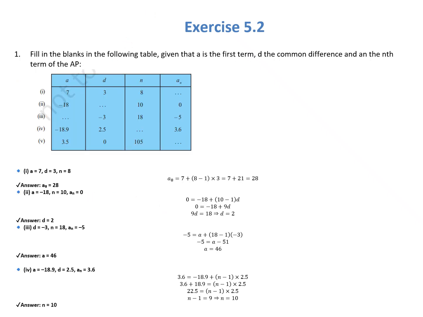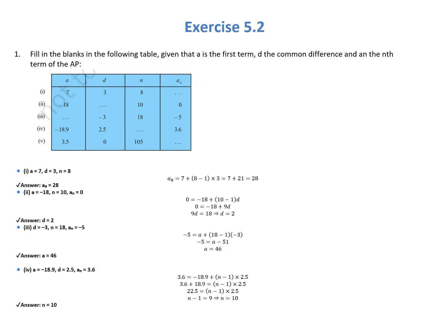Okay, now we'll come to the next exercise, which is exercise 5.2. We are given a table wherein we have to find the missing term. In the first question we have to find the AN. In the second question we have to find the D. In the third question we have to find the A. In the fourth question we have to find the N. And in the fifth question we have to find the AN. So we'll solve each of them separately.